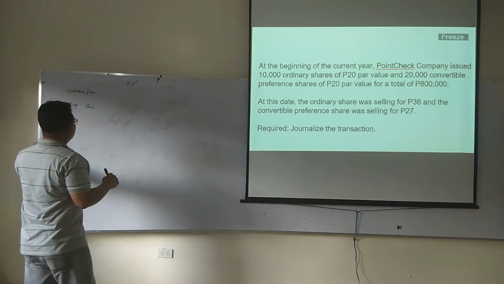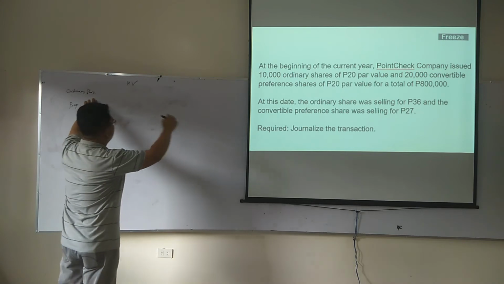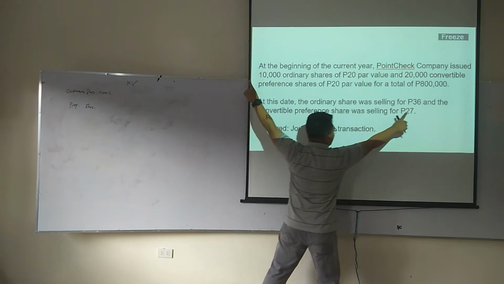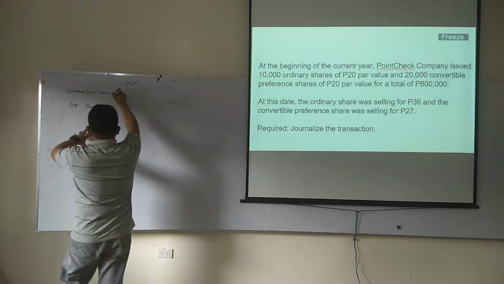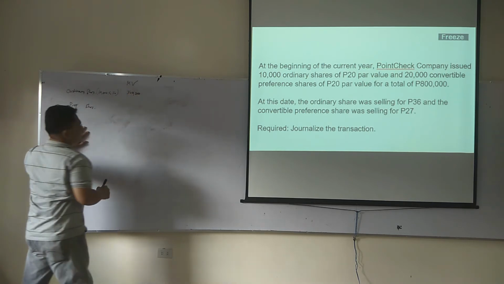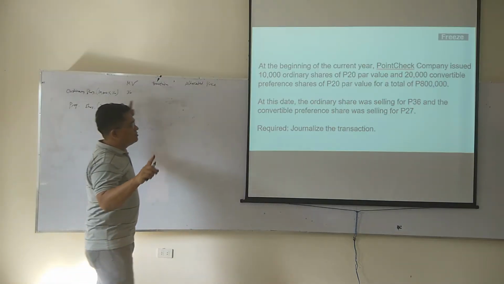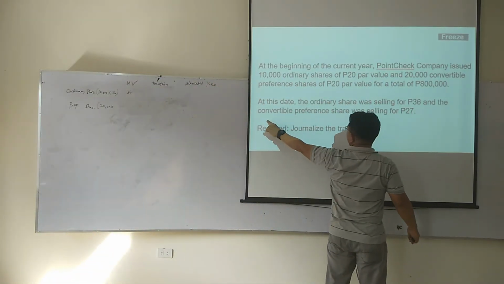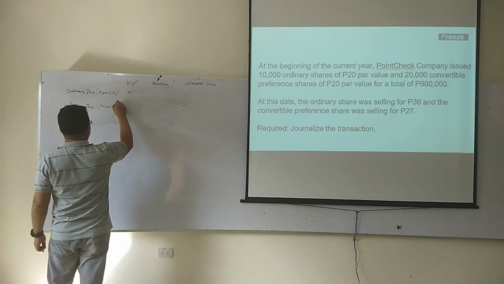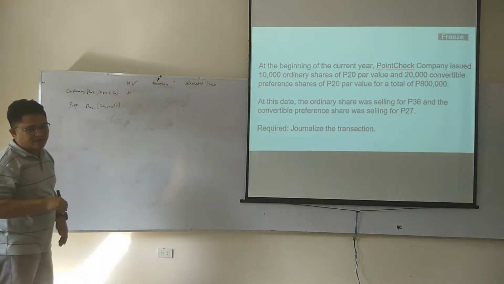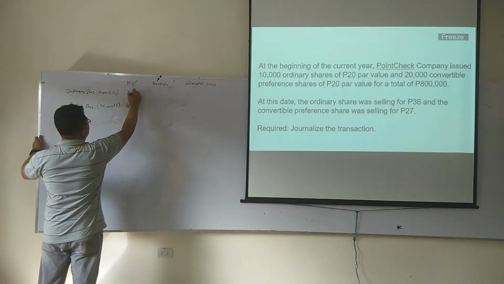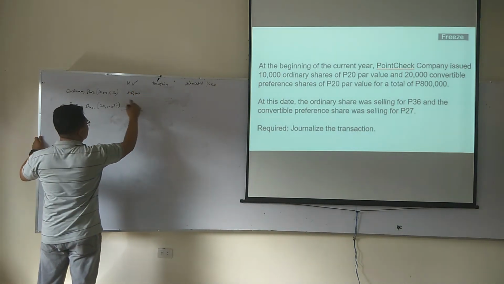Market value. For ordinary shares, the company issued 10,000. 10,000 ordinary shares selling for 36, times 36, that's 360,000. The preference shares on that day, we issued 20,000. Market value 27. So times 27, that's 540,000.